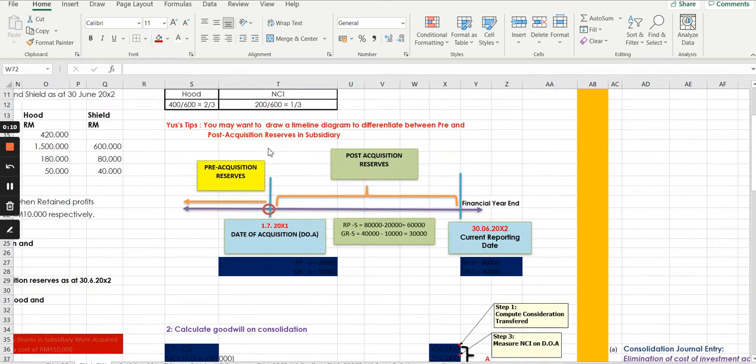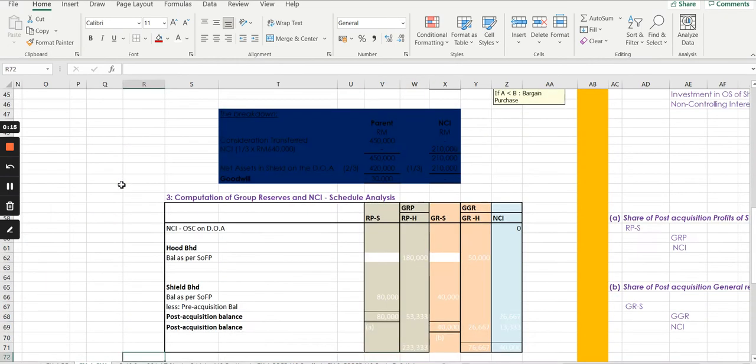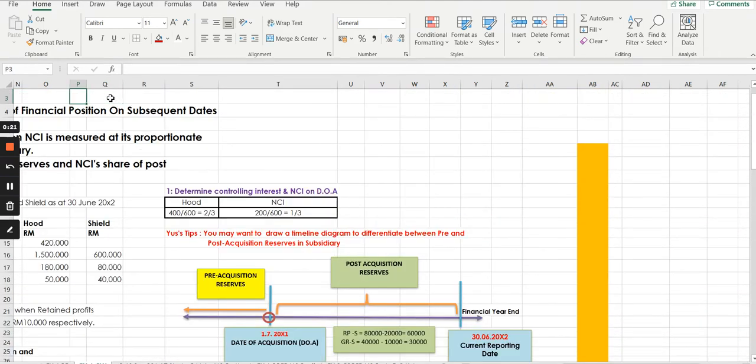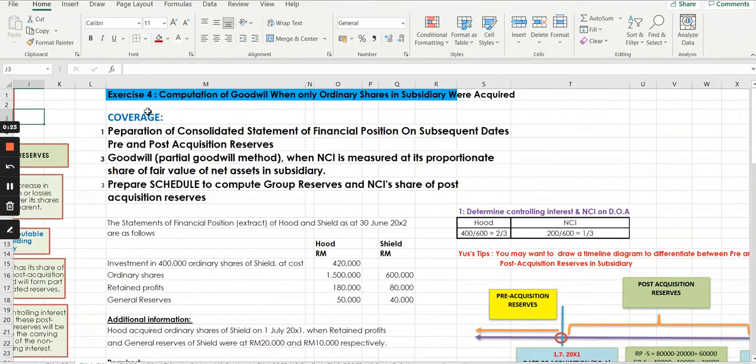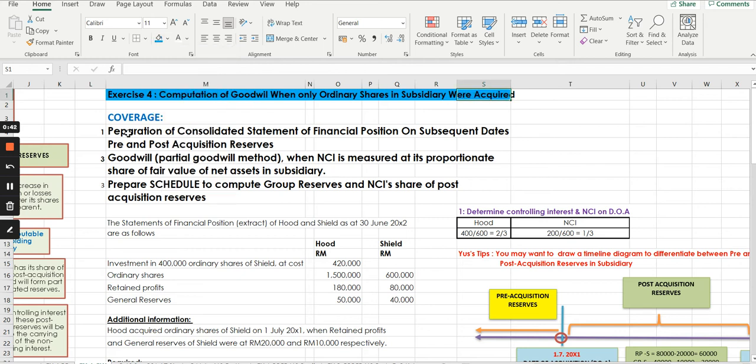Today we're going to learn how to prepare a consolidated statement of financial position, which covers this. Our purpose is to learn how to compute goodwill when only ordinary shares in a subsidiary were acquired. However, apart from covering that, the video will also cover whatever you see here, which is the first one.